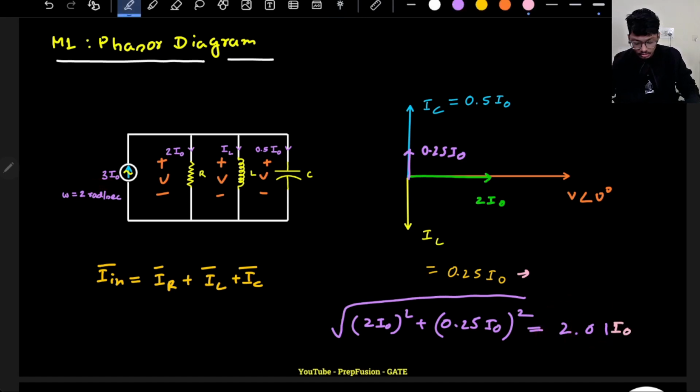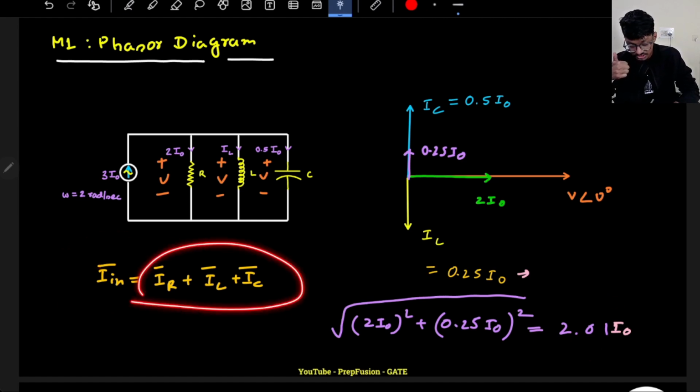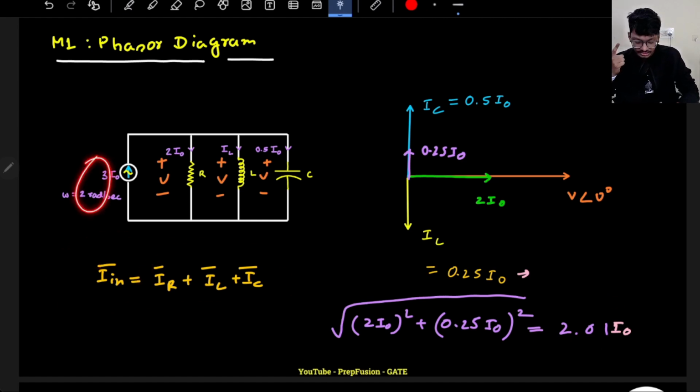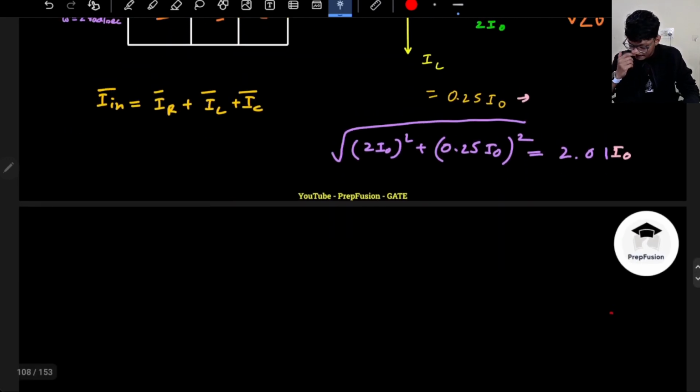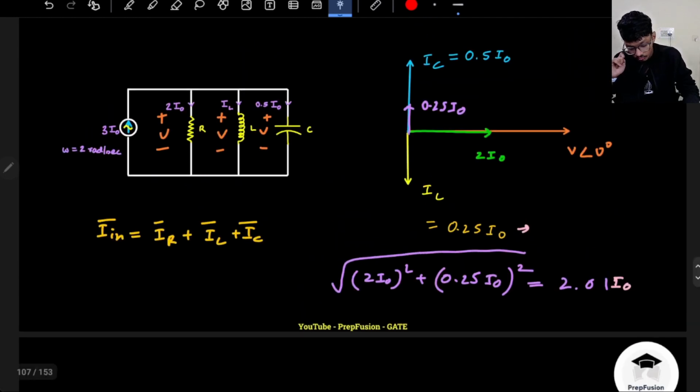Why am I expecting 3 I naught? Because ultimately this KCL should validate. So the addition of these three vectors should come out to be 3 I naught. But here I am only getting 2.01 I naught. That is not possible. Let me choose the minimum value of IL so that this increases, because I need to increase the magnitude to 3. So how can I increase?